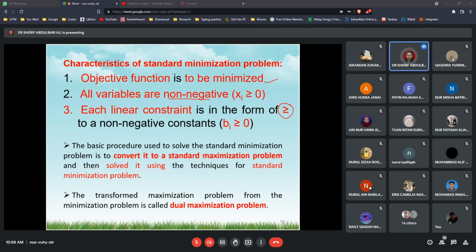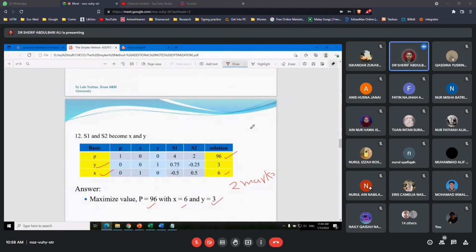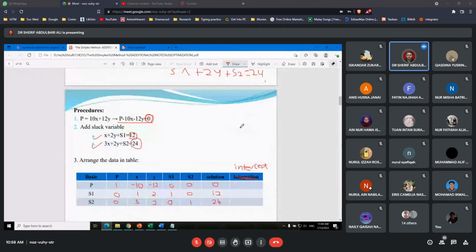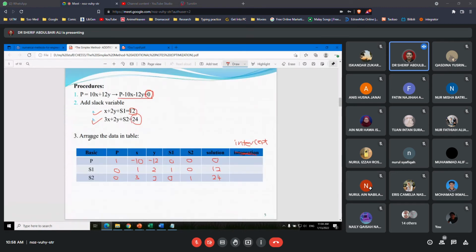Okay, what's the good thing about the minimization problem? There is no specific way or new method to solve it. To solve the minimization problem, you need to convert it to a maximization problem and solve it as I showed you right now. So if a question comes asking you to solve a minimization problem, how is the way of solution? You need to convert it from minimization to maximization and solve it the same. So it means you are going to create a table.